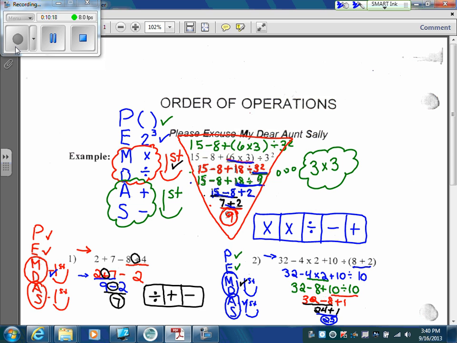Now my process, go through, what did I do? Well, first I added, next we multiplied, then divided, then subtracted, and last one we added. And that's our process.